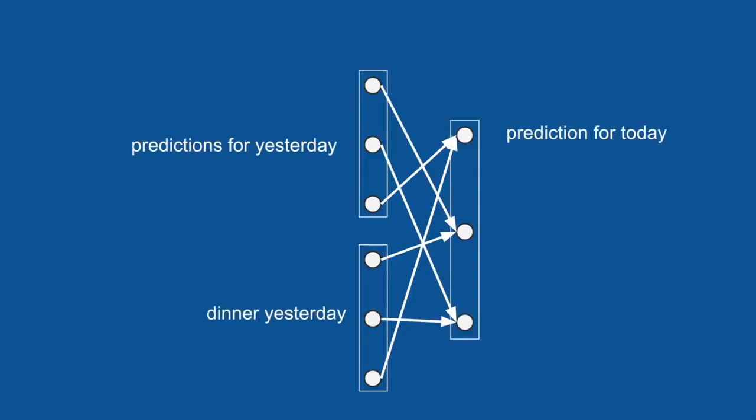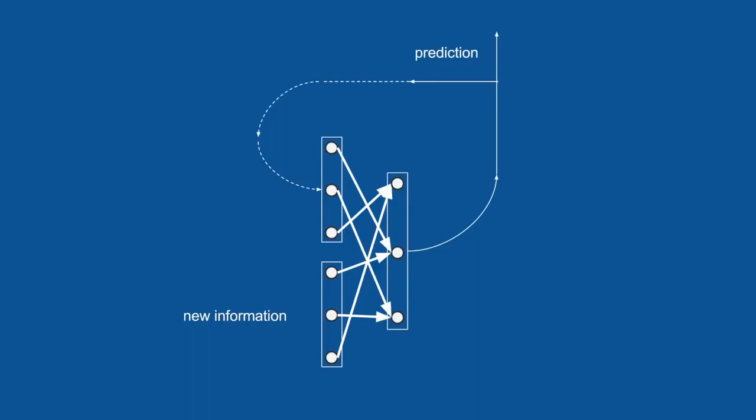So we can have our dinner yesterday vector, our predictions for yesterday vector, and our prediction for today vector. And the neural network is just connections between every element in each of those input vectors to every element in the output vector. And to complete our picture, we can show how the prediction for today will get recycled. The dotted line there means hold on to it for a day and then reuse it tomorrow. And it becomes our yesterday's predictions tomorrow.